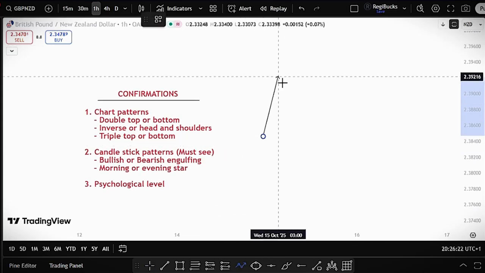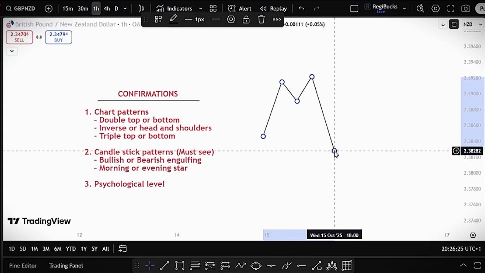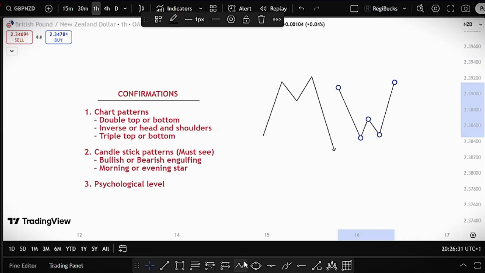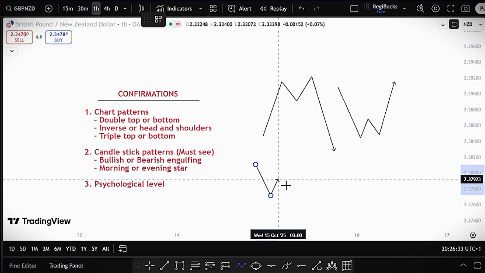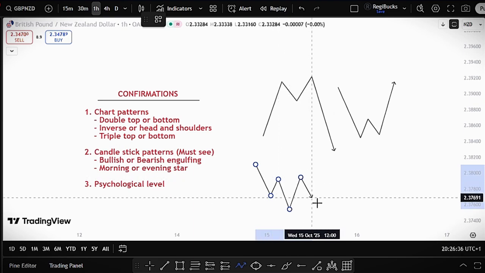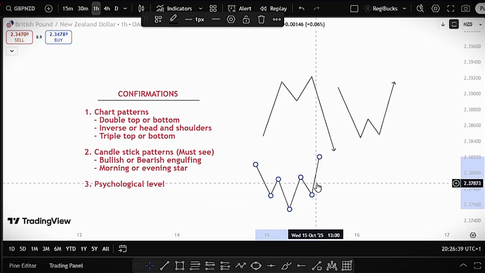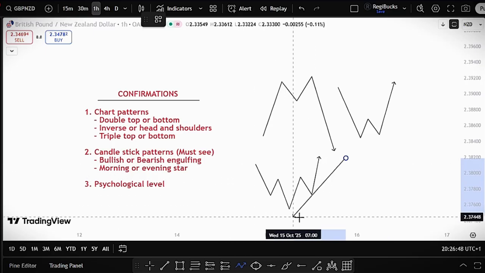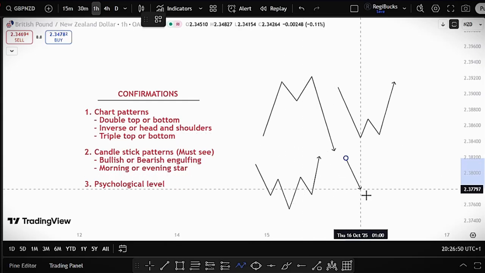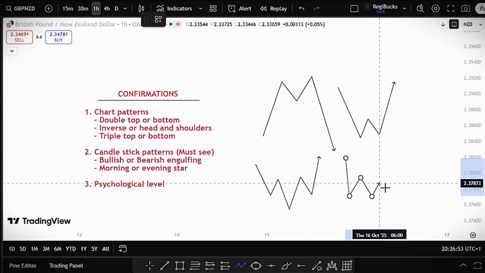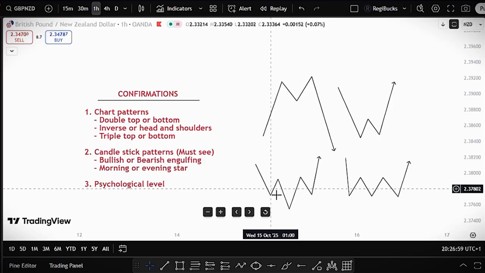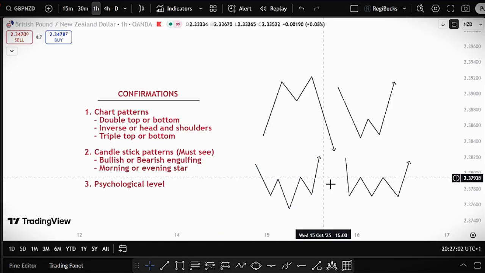So a double top will look like this, and then a double bottom will look like this, and then an inverse head and shoulders will basically look something like this, and then you just flip it to give you the other. This is an inverse head and shoulders. Then if you flip it, it will give you a head and shoulders, and then you have your triple top and your triple bottom. And just keep in mind this thing, that none of these things are valid until they break the neckline.